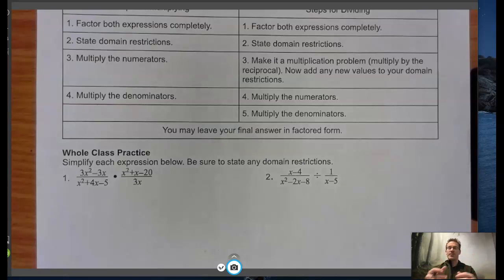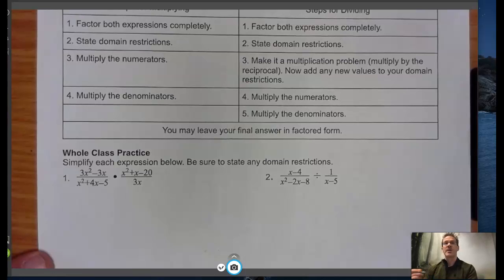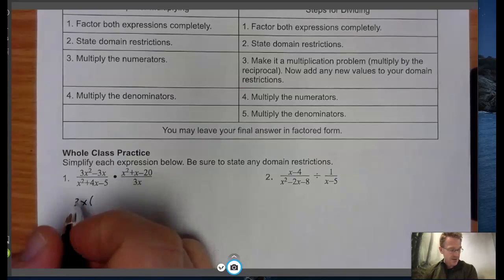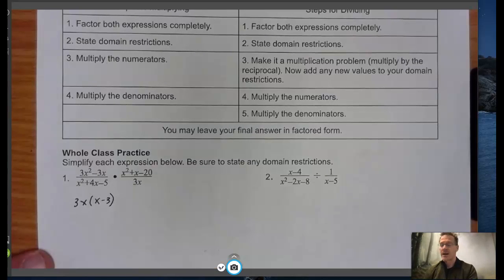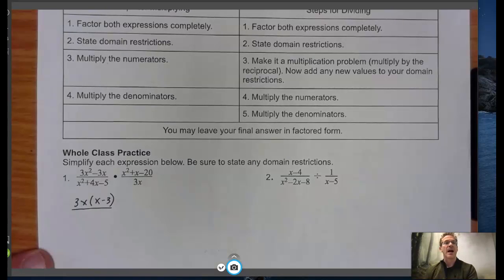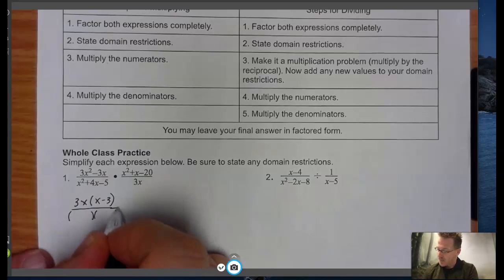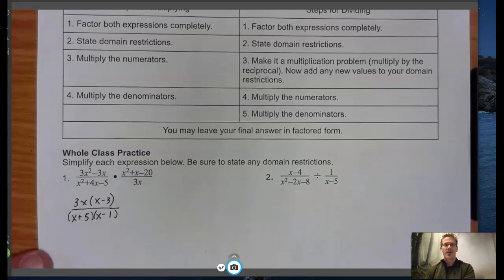with every problem. So now, if we look at the numerator on the left-hand side, I have a GCF of 3x that I can factor out. So I'm going to take that 3x out, and that's going to leave me x minus 3, like so. Now, when I factor the denominator here, this is going to factor into x and x, 5 and 1, positive and negative, like so.